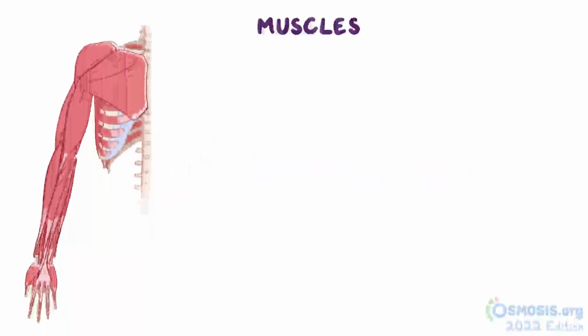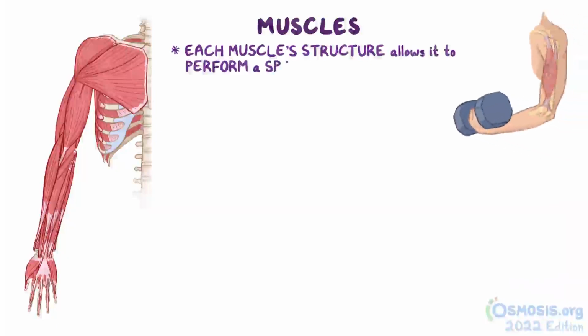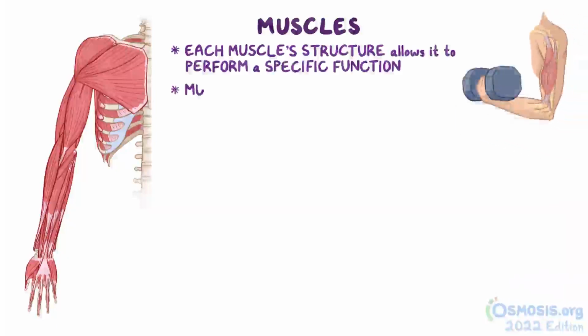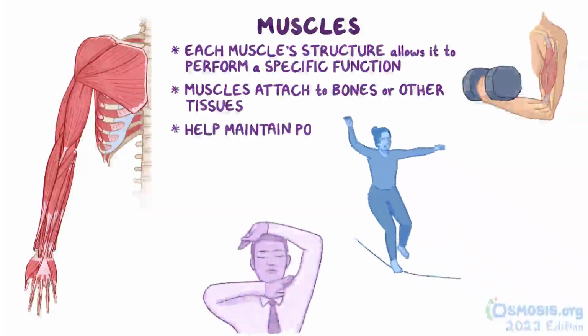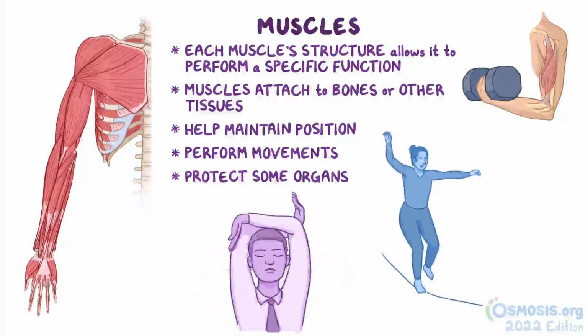The human body consists of hundreds of muscles, which come in all different shapes and sizes. Each muscle's particular structure allows it to perform a specific function. The muscles are attached to bones or other tissues to help us maintain position, perform movements, and even protect some organs.